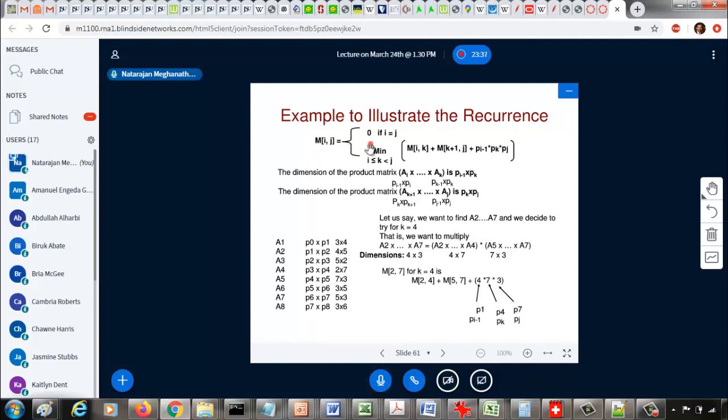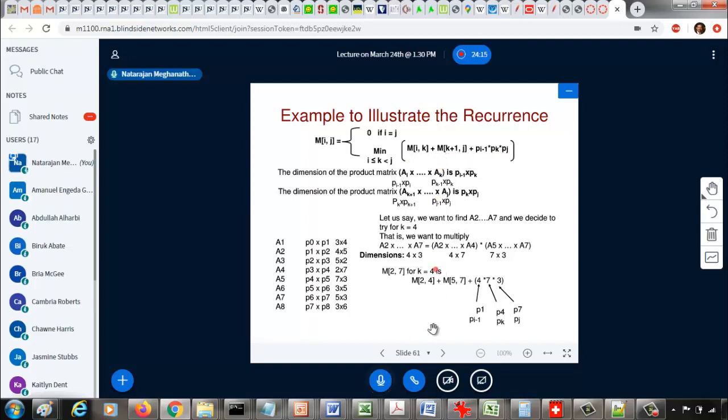Okay, so this is the recurrence. Now we do this if i is less than j. If i is equal to j, that means it's just one matrix. So if it's just one matrix, we don't need to multiply with anything, so the number of multiplications we encounter is 0. Only if i is less than j, we have to consider the different values of k and find the number of multiplications you encounter for each value of k using this recurrence, and then pick the minimum.